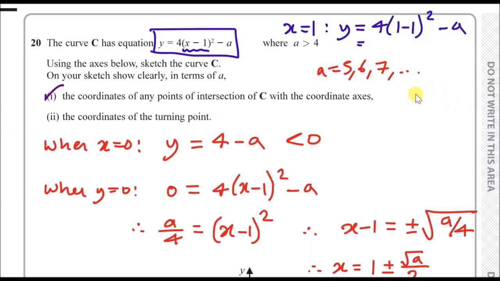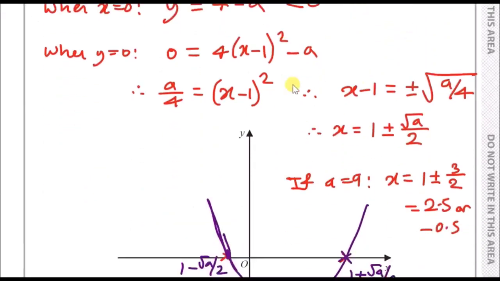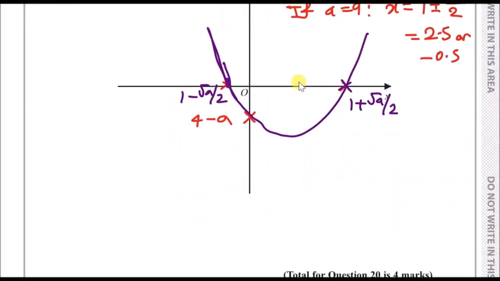Well, y is going to be 4 times (1 minus 1) squared minus a. We can see here that 1 take away 1 is 0, 4 times 0 is 0, so we're just left with minus a. And that's it, guys. Your turning point is at (1, minus a). That's going to be over here, the corner at (1, minus a). And that's it, guys. Looks like we're done.